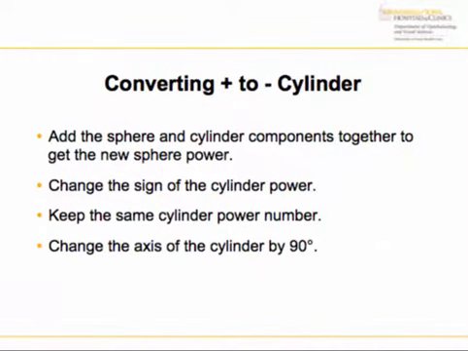It is important to know how to convert from plus to minus cylinder, as well as from minus cylinder to plus cylinder. To do this, in either direction, you will add the sphere and cylinder component powers together to get the new sphere power. Next, change the sign of the cylinder power from plus to minus, or minus to plus. Keep the same cylinder power number.